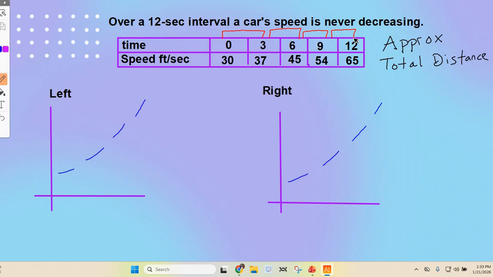So for our left, remember that we are choosing the left endpoint to find our heights for each of those. And for our right, we're choosing our right endpoint for each of those. Yes, no, maybe? Okay.